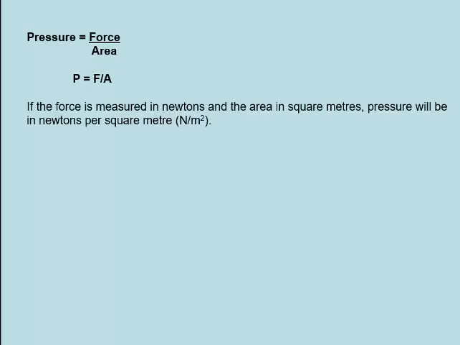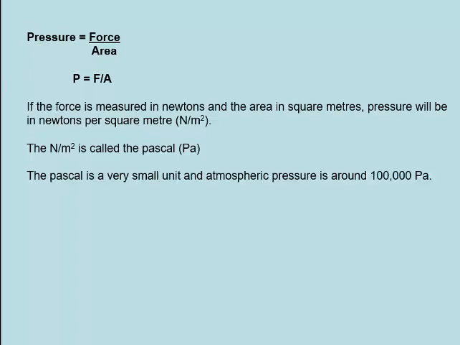Pressure in fluids. We know that pressure is force divided by area, or P equals F over A, and if the force is measured in newtons and the area in square meters, pressure is then in newtons per square meter. And the newton per square meter is also known as the Pascal, and that's its symbol, capital P, little a. This is a very small unit, and in atmospheric pressure we have around 100,000 pascals.